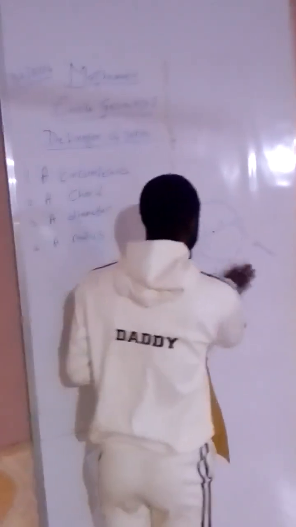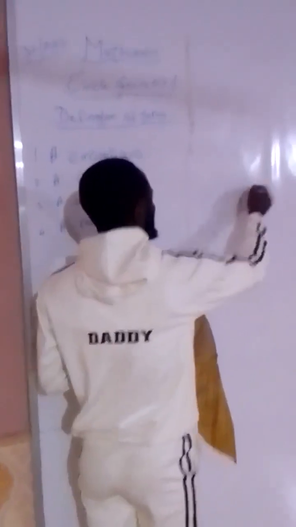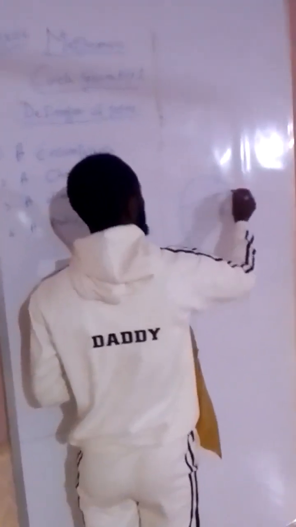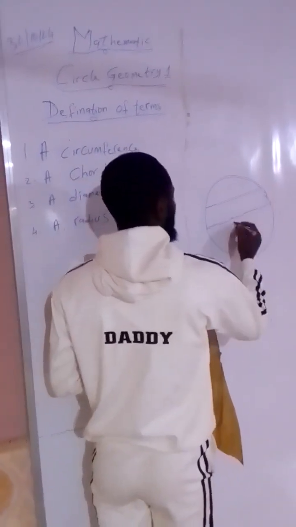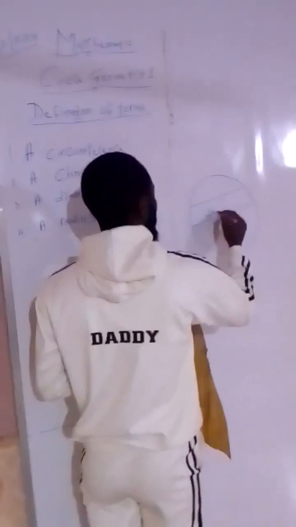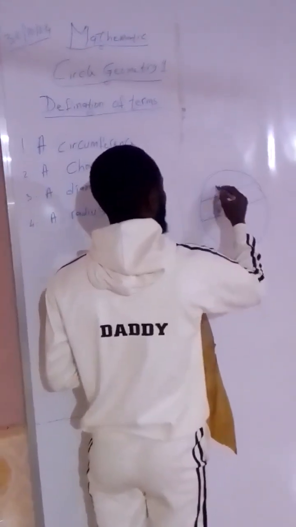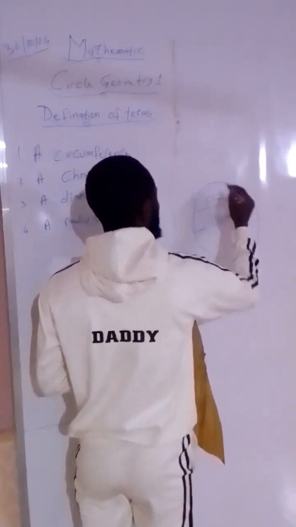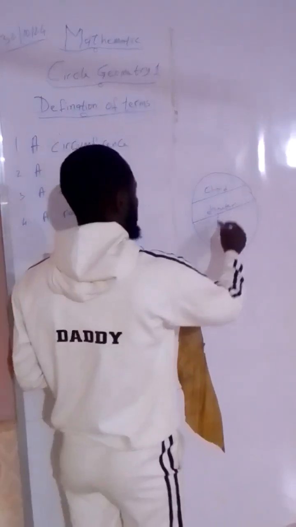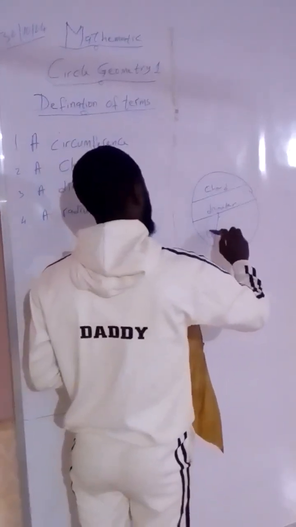So what we are saying is that when we have a circle like this, this can be a chord. If this is a chord, then the line that passes through the center is known as a diameter. This is the diameter. This is a chord. The diameter, and this is known as a radius.